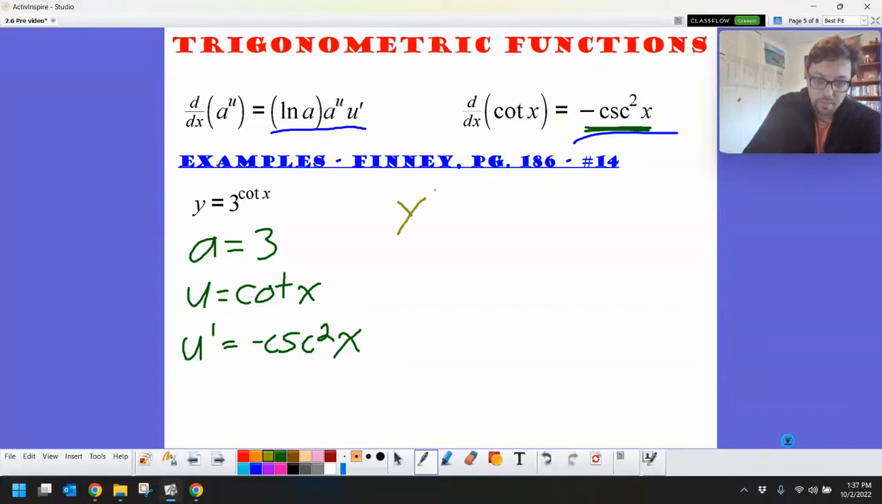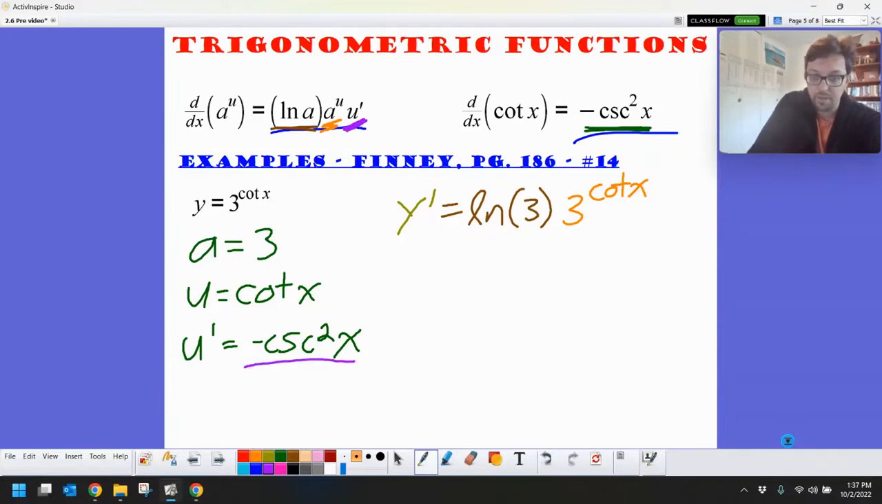So our y prime is going to start with the ln of a. So that equals the ln of whatever our a value is, which is 3, multiplied by just a to the u. So that's just what we started with, that is 3 to the cotangent of x. And then we need to multiply that all by, I'm running out of colors, u prime. And so u prime we found to be negative cosecant squared x.